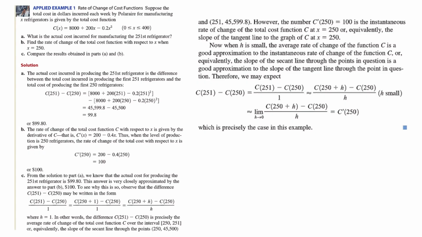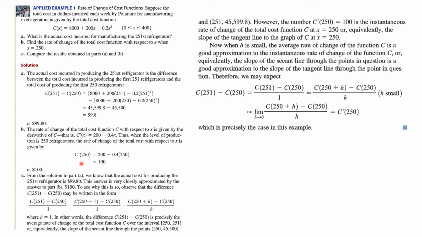Let's see how you did. All right, well, we say how much did it cost, so we look at the difference between the cost of making the 251 refrigerators minus the cost of making 250. So we take this, plugging the number in, minus the whole of this cost. The parentheses are, of course, important. We use calculators to calculate this, and we end up being just short of $100.